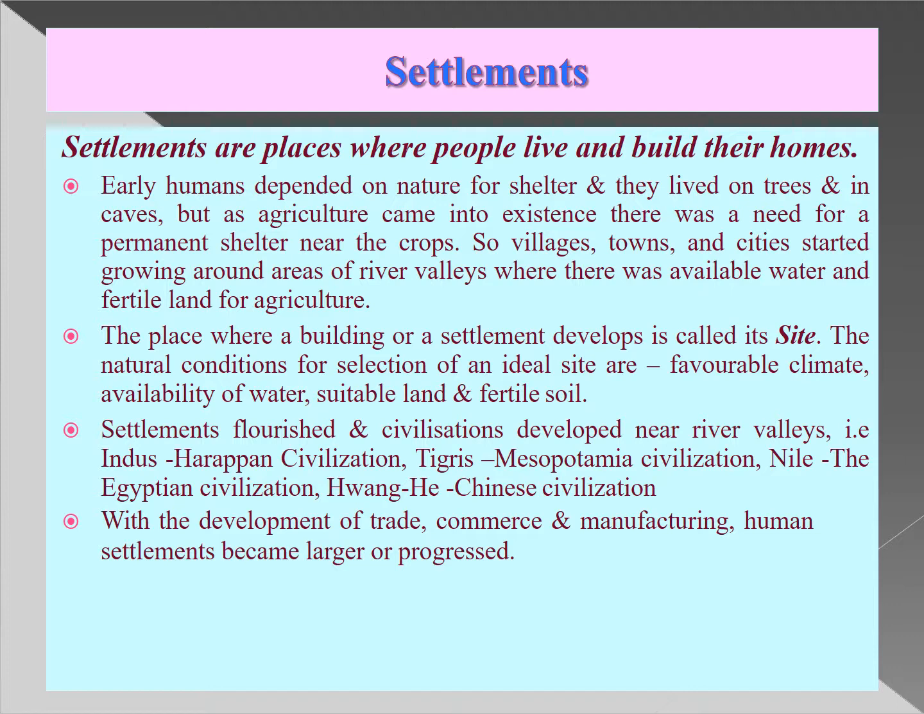So what is a site? The place where a building or a settlement develops. And the natural conditions for the selection of an ideal site are favorable climate, availability of water, suitable land and soil. So these are the four things: climate, water, suitable land and fertile soil. Settlements also flourished and civilizations developed near the river valleys. For example, the Indus Valley civilization, Mesopotamian civilization, the Egyptian civilization and so on. With the development of trade, commerce and manufacturing, human settlements started to become larger and progressed.